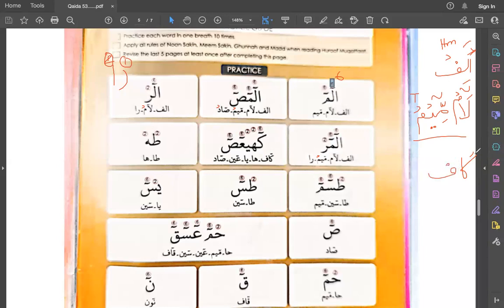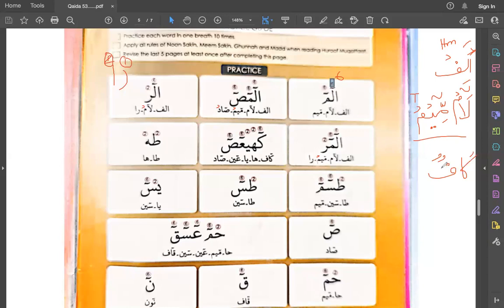If you will see any word written like this, for example, it's Kaf, how will you stop? You will say kaf. You'll make it four counts long.